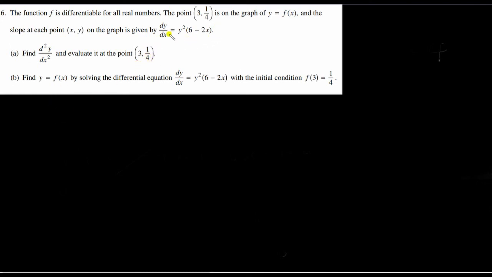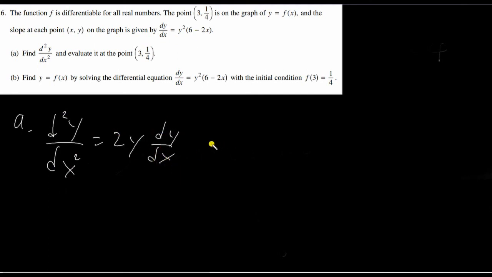Straightforward, we take the derivative of this and then plug in 3 for x and 1/4 for y, and then get a number out. So let's take this derivative. We're going to use the product rule, it looks like. If I take the derivative of 2y, I'm going to get 2y dy dx, because remember we're doing this implicitly, times 6 minus 2x plus y squared times -2. And then it seems like, well, hang on. We have a dy dx here.